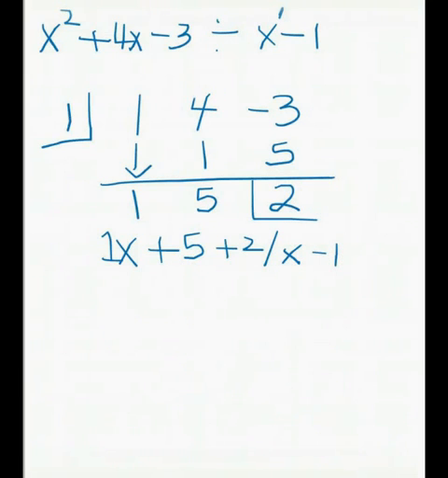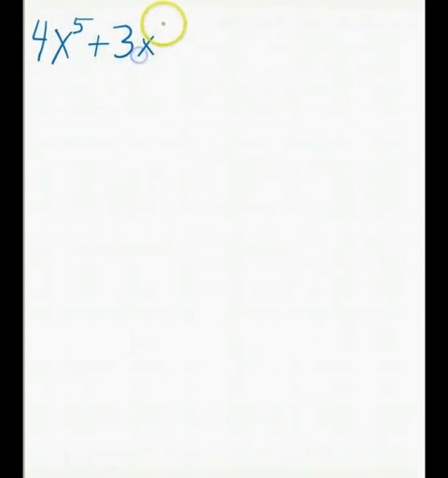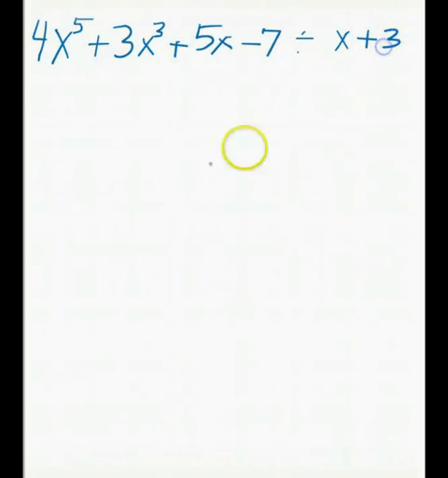Let's do an example where we have some things missing. Alright, so let's say we take something like x to the 5th. Let's put a 4 in there just for fun. 4x to the 5th plus 3x to the 3rd plus 5x minus 7. And I'm going to divide that by x plus 3.